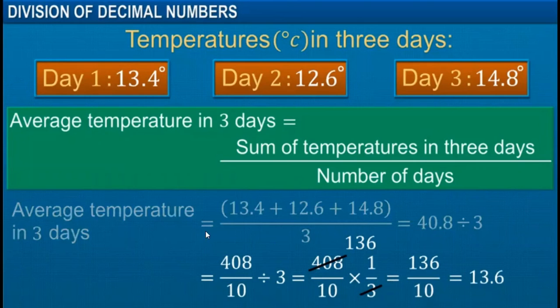Decimal number ne whole number വെച്ചാണ് നമ്മൾ divide ചെയ്തത്. So what we have done, we have converted the decimal number into a fraction, and we are doing the proper division how we have done for the fraction. So here 40.8 divided by 3 will be 408 by 10 divided by 3. Now divided by 3, we are taking the reciprocal. So 408 by 10 into 1 by 3, which is equal to 136 by 10. Now 136 by 10 again converting to decimal, that is 13.6. Okay, all of you have understood?